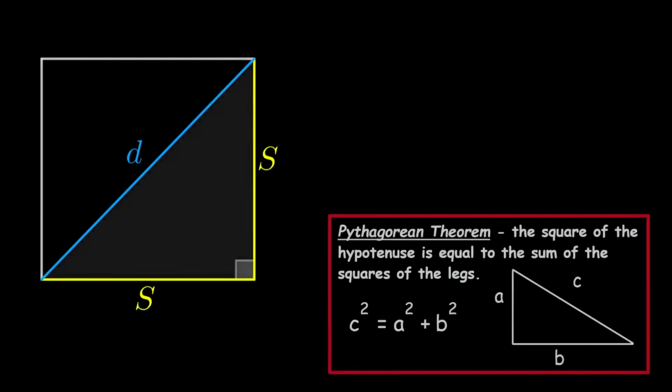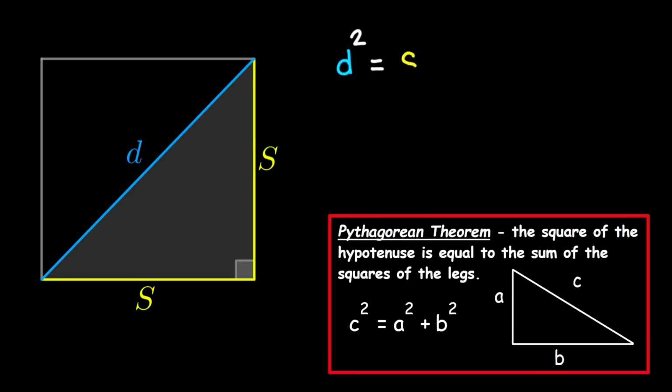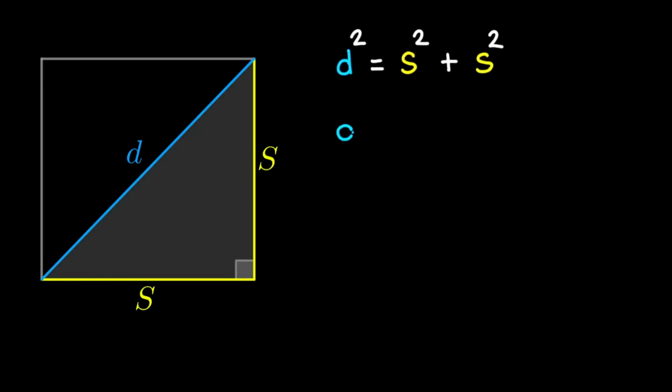Now, before we proceed, let's talk about the diagonal of a square. Consider a square that has a side measure of s and a diagonal d. Applying the Pythagoras theorem on the right triangle portion, the square of the hypotenuse is equal to the sum of the squares of the legs. We have d squared is equal to s squared plus s squared. s squared plus s squared is 2s squared.